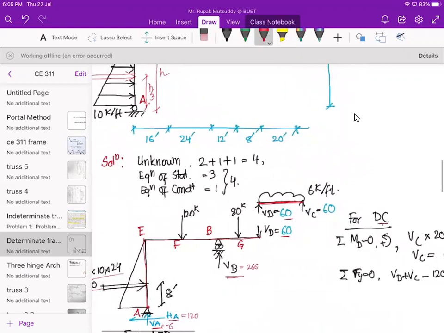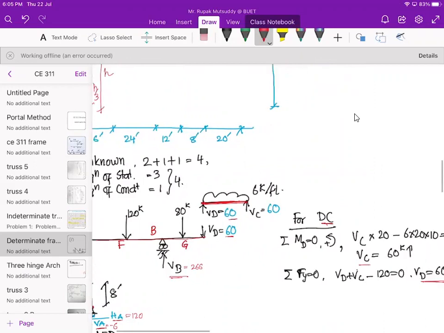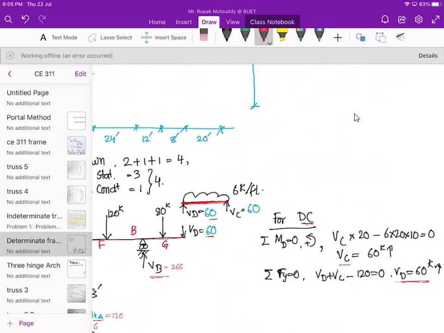If we take summation of moment at D equals 0, then we can easily find out the value of VC, and from summation of Fy, we can easily get the value of VD. Now you can see VD is acting upwards, 60 kip. So for DC, VD is acting upward. But when we consider the other remaining part, VD will act downward on that frame.